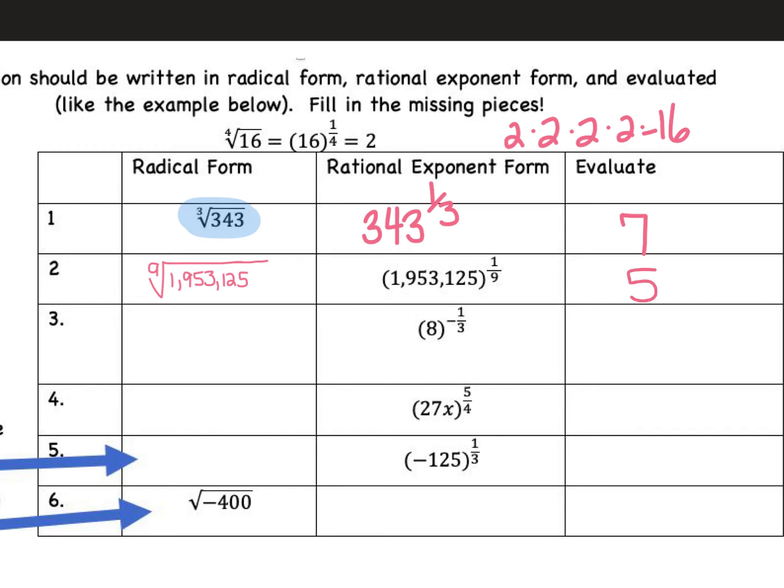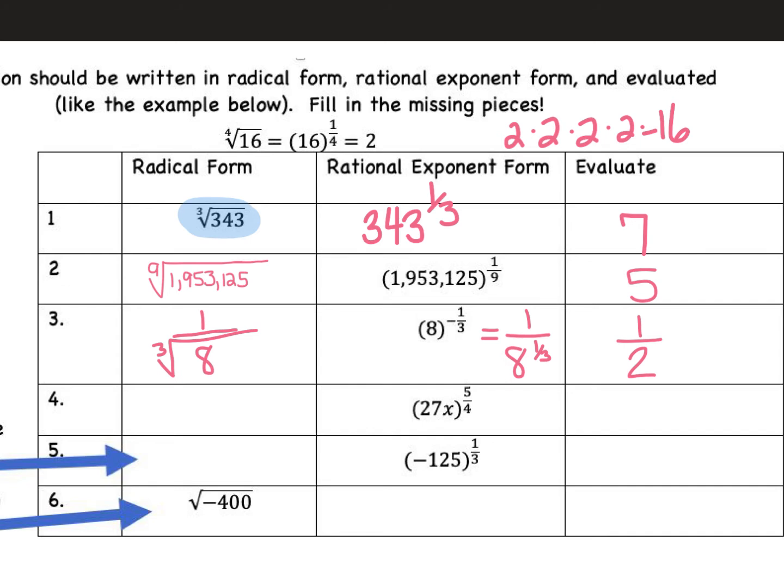Okay, 8 to the negative 1/3. So first of all, I'm going to do something a little extra here. I know a negative exponent is actually a fraction. So this is 1 over 8 to the 1/3 power. Okay, so what is this as a radical? It would be 1 over, I'm going to make my cube root. My index is 3, and 8 is my radical. And of course, it would be to the 1st power. I don't need to write that. So what does that evaluate to? Again, you can put it in your calculator, or I hope you know the cube root of 8 is 2, because 2 to the 3rd is 8. So this is going to be 1/2.